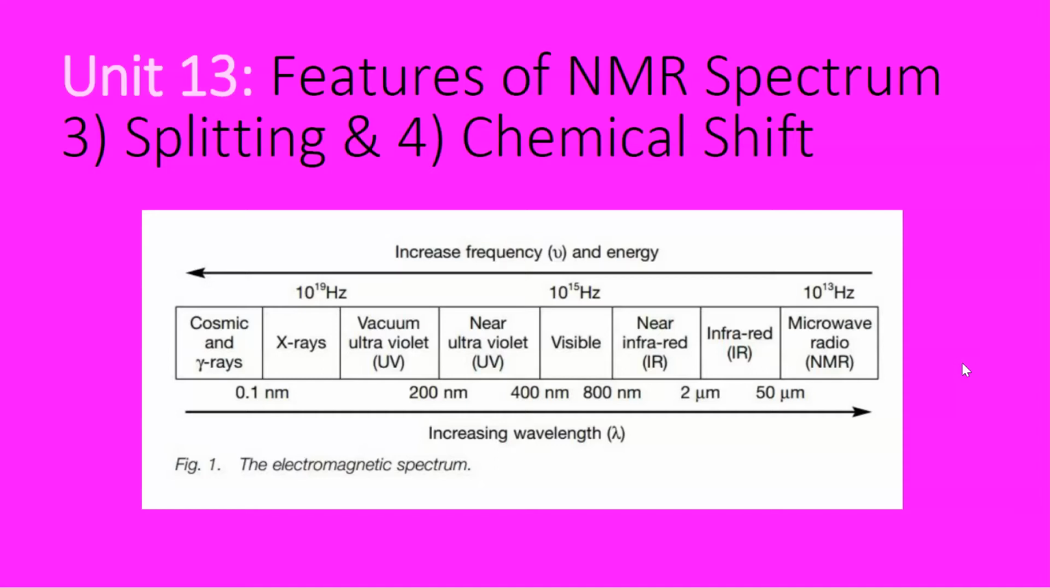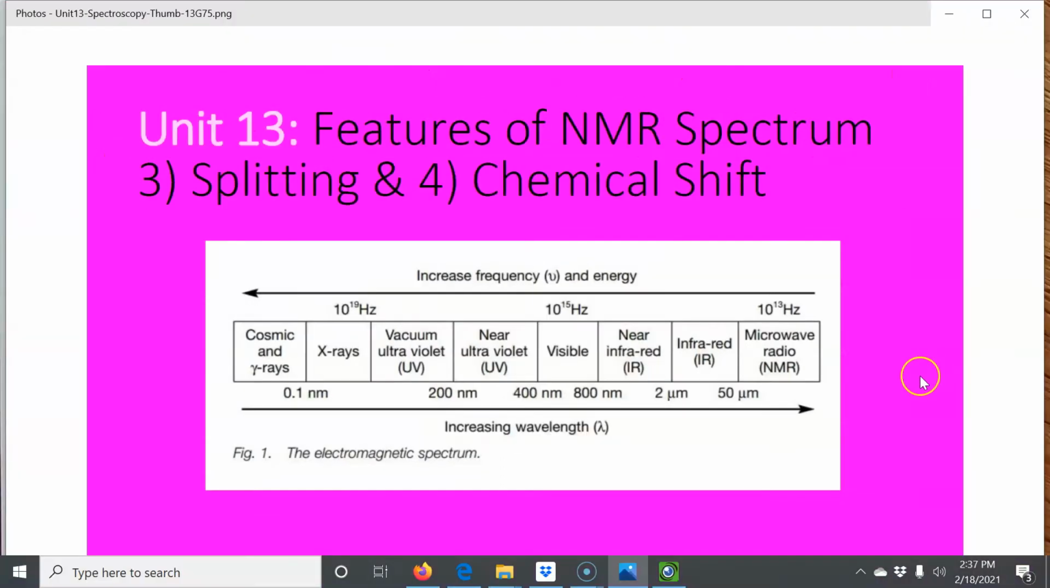Hi. There are four features of an NMR spectrum that are very important to be able to interpret it and to predict or propose a structure for it. They are the number of signals, the integrals, the splitting, and the chemical shift. I talked about figuring out the number of signals and the integrals in a previous video, and here I want to talk about splitting and chemical shift.